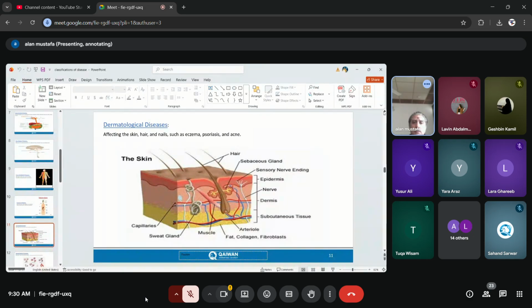Now, another system is the dermatological system. Dermatological diseases are diseases that happen on the skin, hair, and nails. And these diseases are major causes for people to go to doctors. Why?